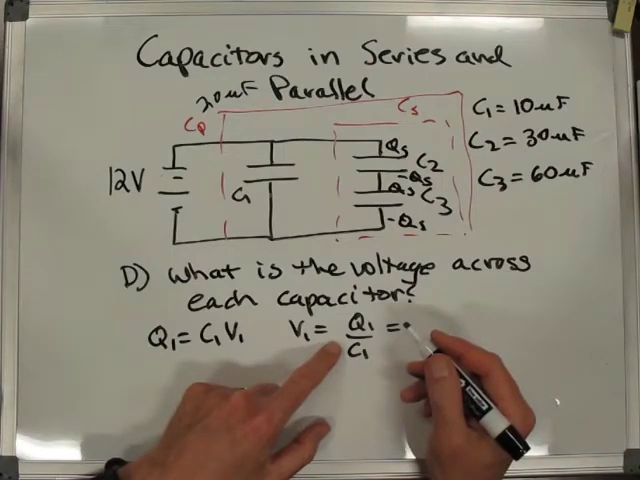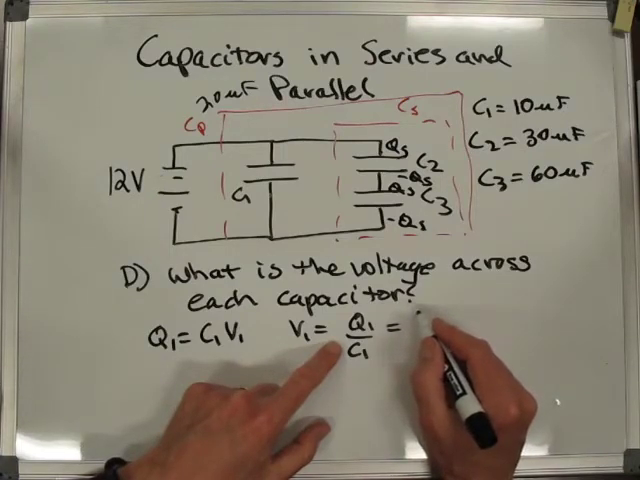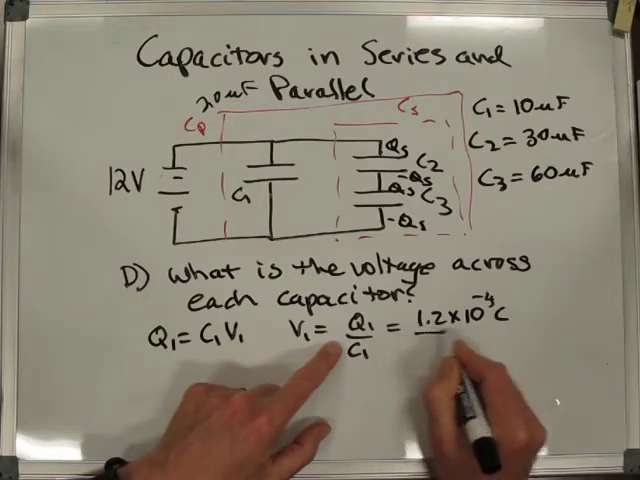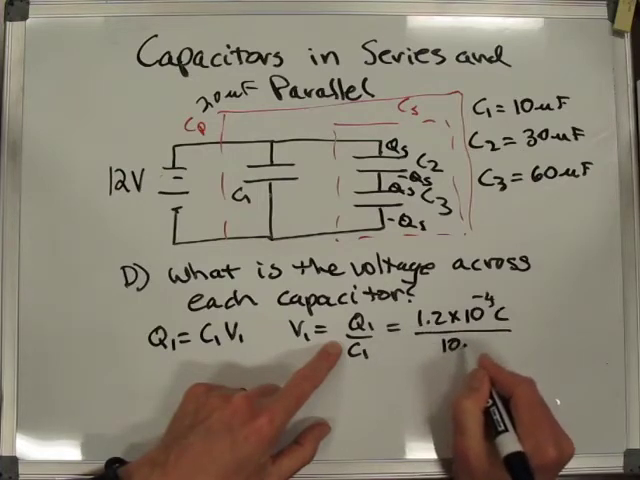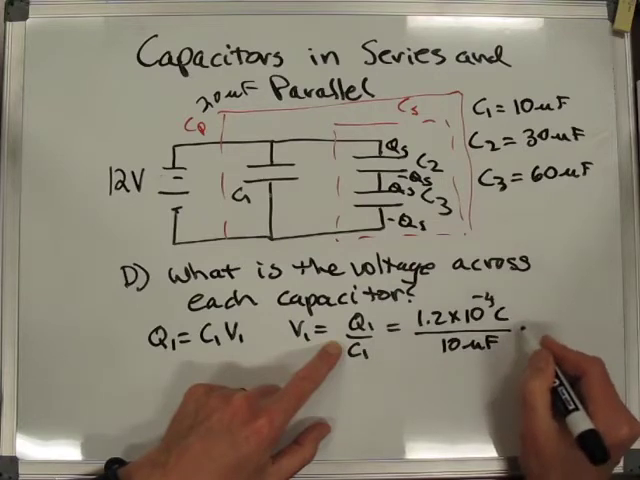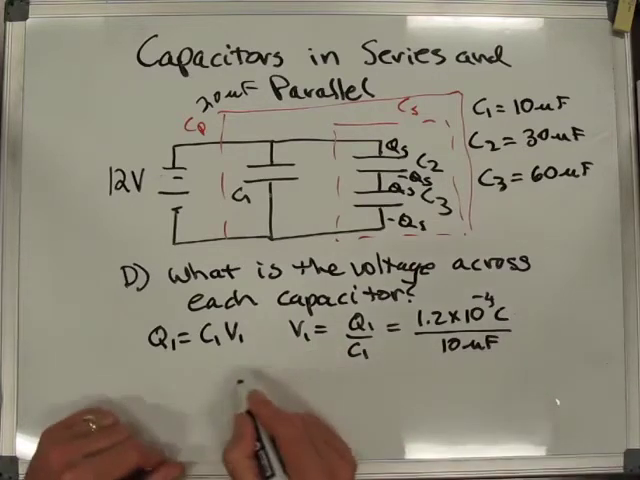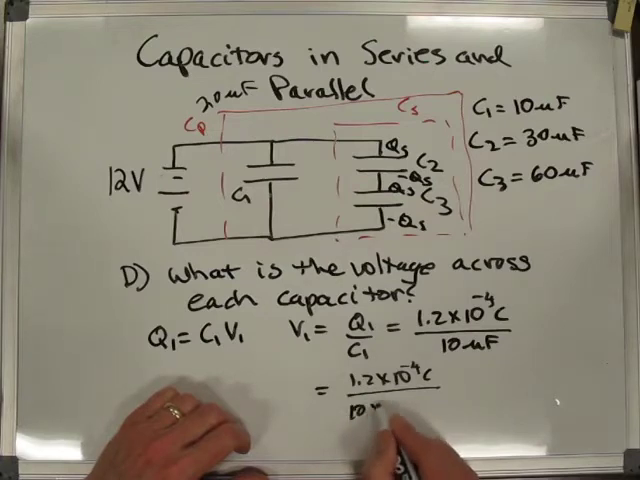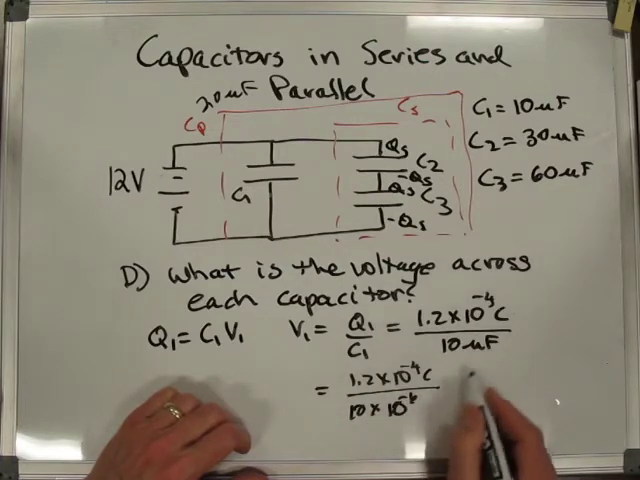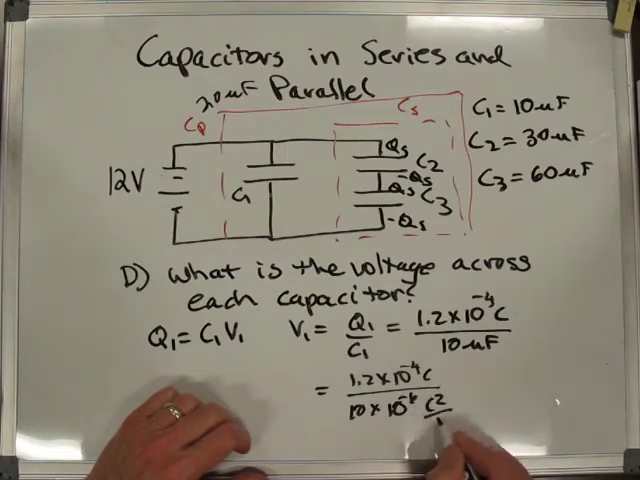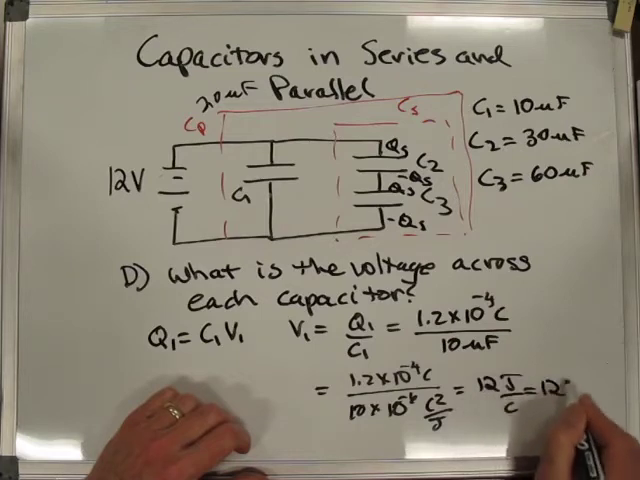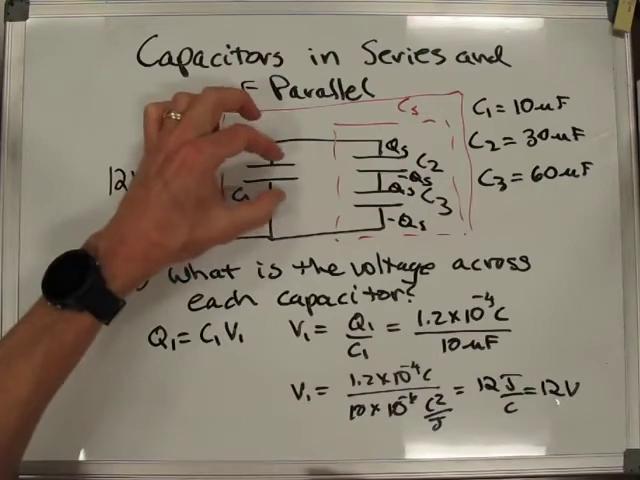For this guy, we got 1.2 times 10 to the minus 4 coulombs divided by 10 microfarads. And so that's equal to 1.2 times 10 to the minus 4 coulombs divided by 10 times 10 to the minus 6. A farad is a coulomb squared per joule. That comes out to 12 joules per coulomb, which is 12 volts, which is exactly what we said it was going to be. Right?